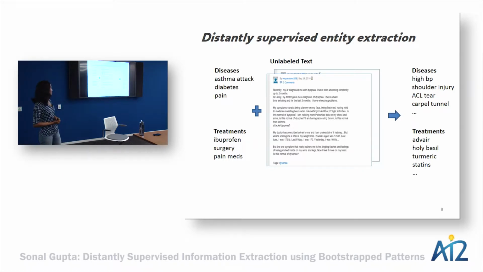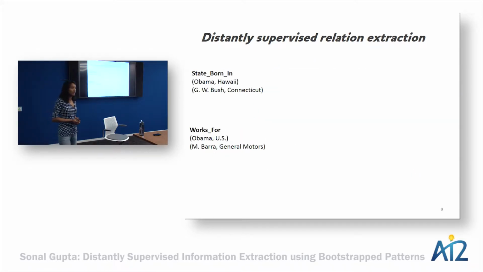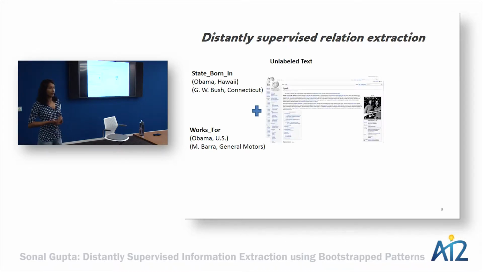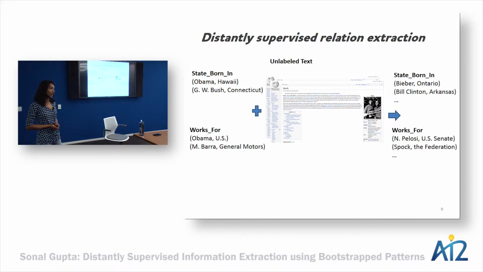Okay. So you want to do distantly supervised entity extraction, and also hopefully distantly supervised relation extraction. Suppose the relations are the state in which a person is born in, and the only thing you know is that Obama was born in Hawaii, and George W. Bush was born in Connecticut. Or relations like works for: Obama works for the US, and someone works for General Motors. Then you have lots of unlabeled text, and you want to extract more pairs of the same type that are in the same relation.